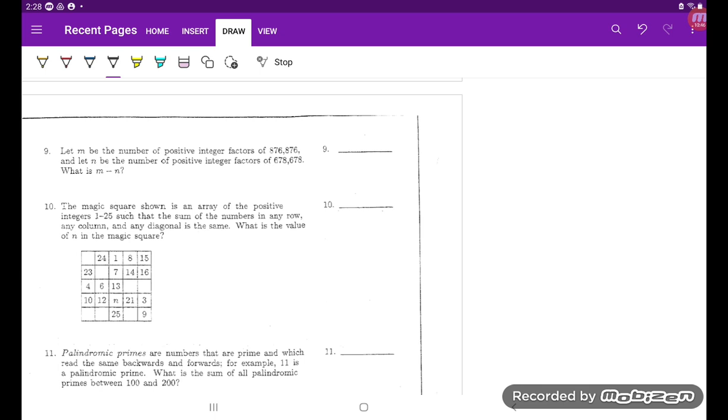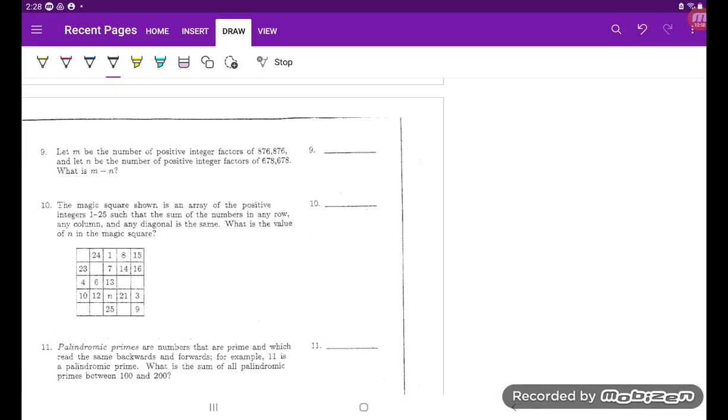Okay, next problem. Let m be the number of positive integer factors of 876,876, and let n be the number of positive integer factors of 678,678. What is m minus n? So first of all, if we want to find the factors, we need to find the prime factorization. And first of all, what I see in both of these numbers, they all have 3 digits repeating. So 876 and then it repeats, 678 and then it repeats.